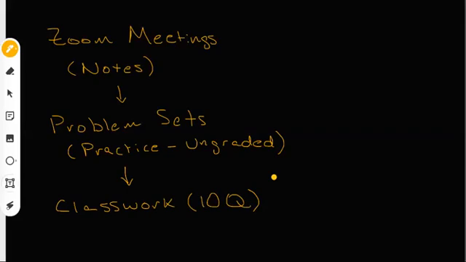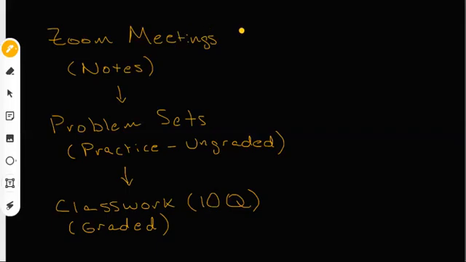But typically, I like to keep it around 10 questions, where you're going to show your work and your answer for each problem. So the classwork is going to be 10 questions, usually. And these are going to be graded. And that's where you're going to get your grades from. Now, besides classwork, as you know, we're also going to have quizzes. We're also going to have tests, and those are also going to be graded. But that's basically how the class is going to be run.